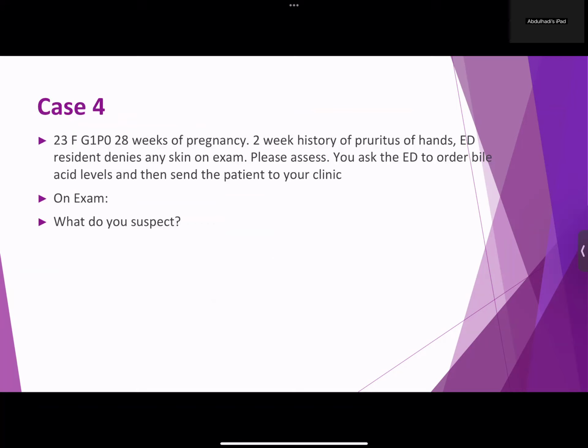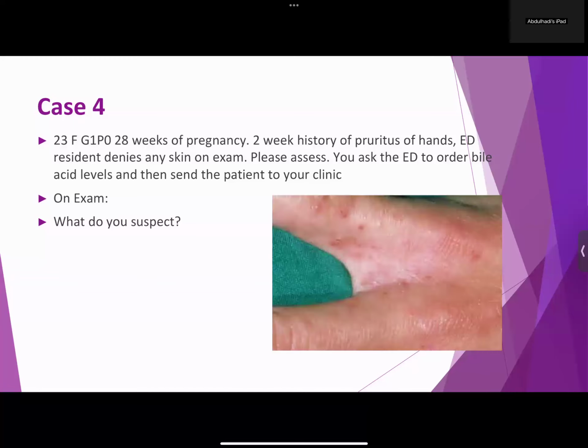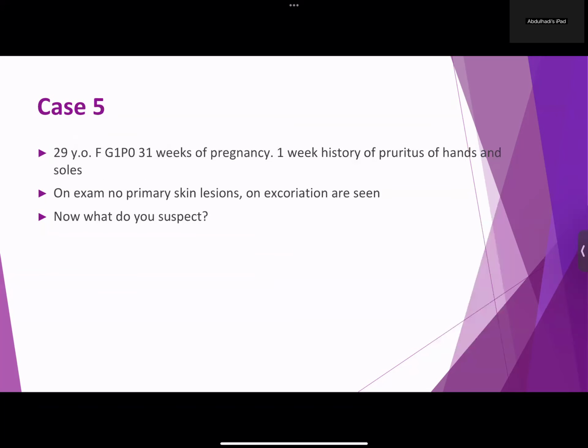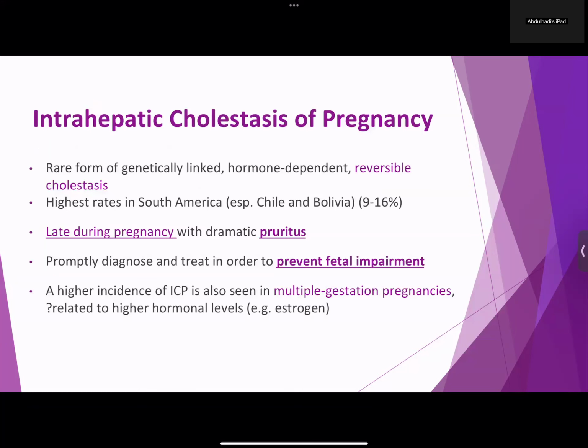Okay, so this is the fourth and the last case. A woman at 24 weeks pregnant presented with pruritic lesions of the hand, nothing to see on the exam, and her bile acid level was elevated. What should you expect? Of course, this is the most dangerous one among the four, which is the intrahepatic cholestasis of pregnancy. What we see is excoriated lesions mostly. We don't see primary lesions. Intrahepatic cholestasis of pregnancy can lead to stillbirth, so the baby can actually die, and we need to treat that with ursodeoxycholic acid in pregnancy to prevent the fetal impairment from the bile acid.